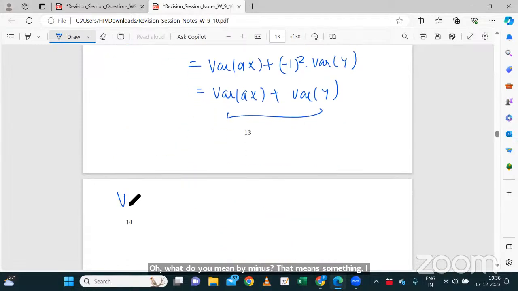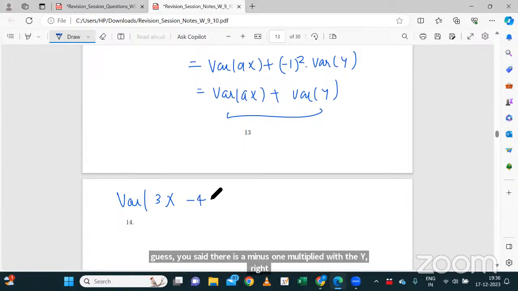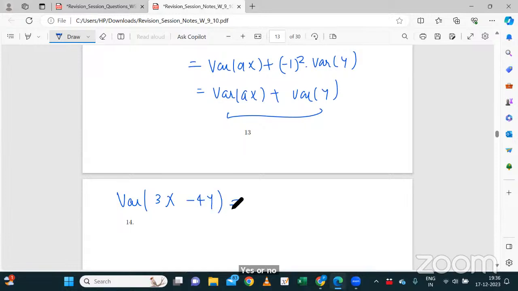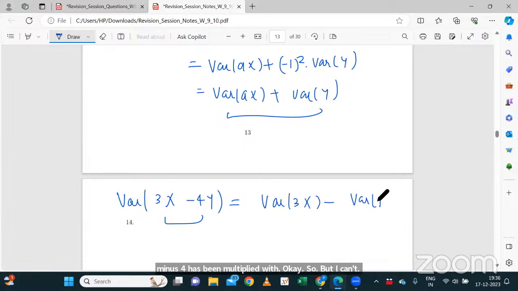Let's do it like this. Suppose I ask the variance of 3x minus 4y. In this case you can say minus 4 has been multiplied with y. I will give you the task. Just try this one: variance of 3x minus variance of 4y, whether this one is true or not. Basically, here I will take minus 4 square. If you apply the property of variance, it will be variance of 3x plus minus 4 times y.